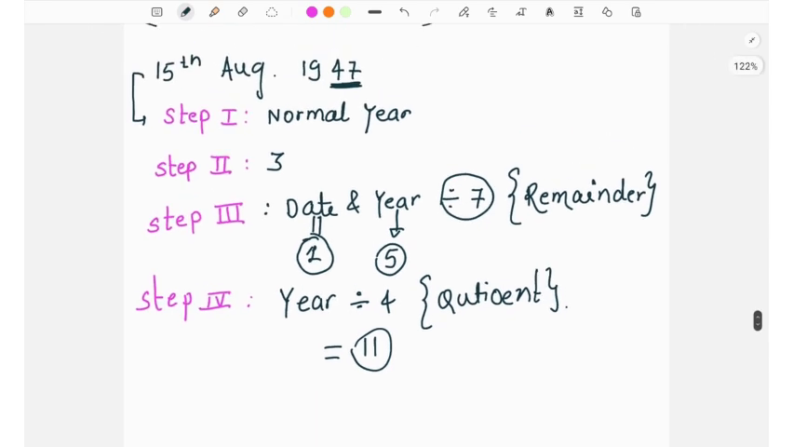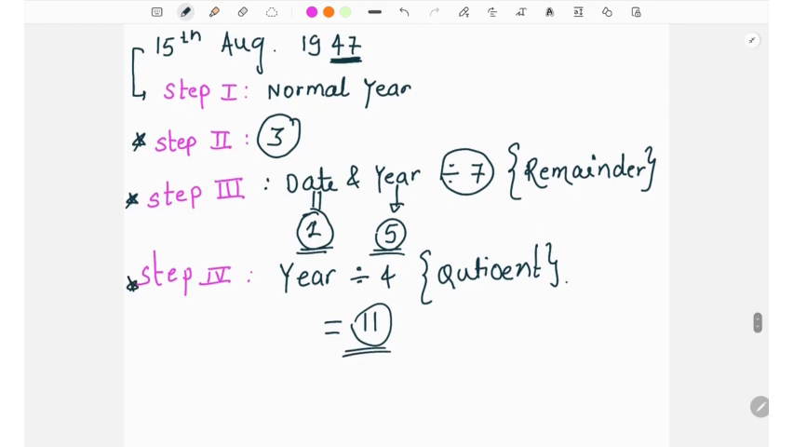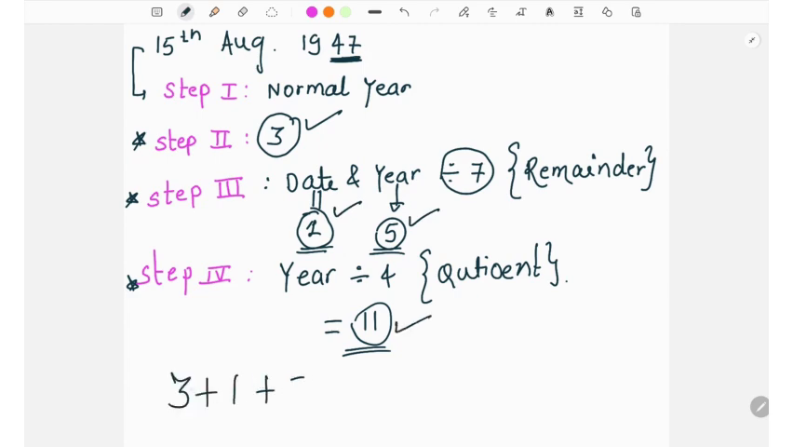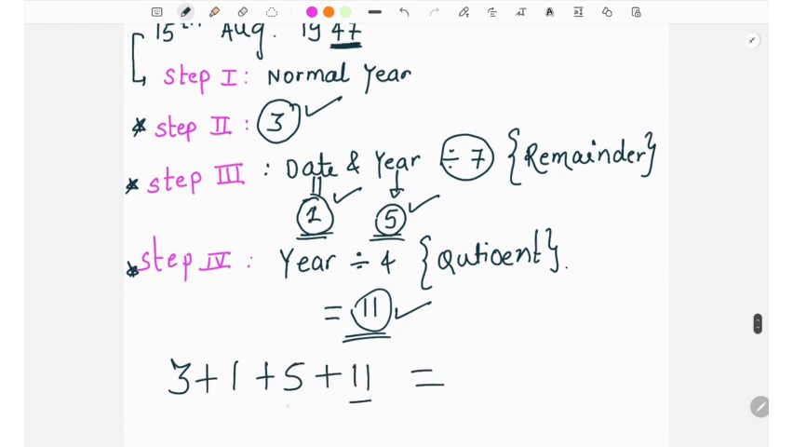Now here we have got different numbers. In step number 2 we got 3. In step number 3 we got the number 1 and 5. And in step number 4 we got 11. Now just take the addition of all these numbers, that is 3 plus 1 plus 5 plus 11. 11 plus 5 is 16, 16 and 3 is 19, and 1 is 20, so 20.